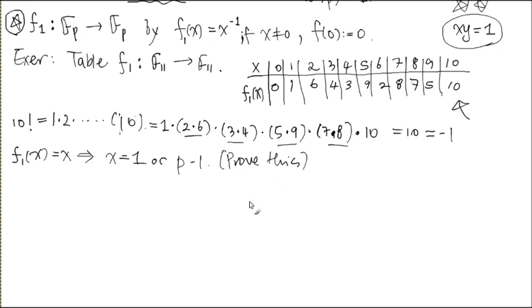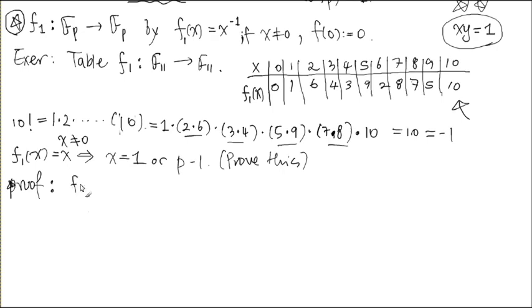So prove this. What are we proving? If f1 of x goes to x, then x must be 1 or p minus 1, right? So let's write this one down. Proof. What is f1 of x? When x is non-zero, I forgot to put that. We're not interested in 0, right? We're only looking at the non-zero elements, since 0 goes to 0. So let's exclude that case.